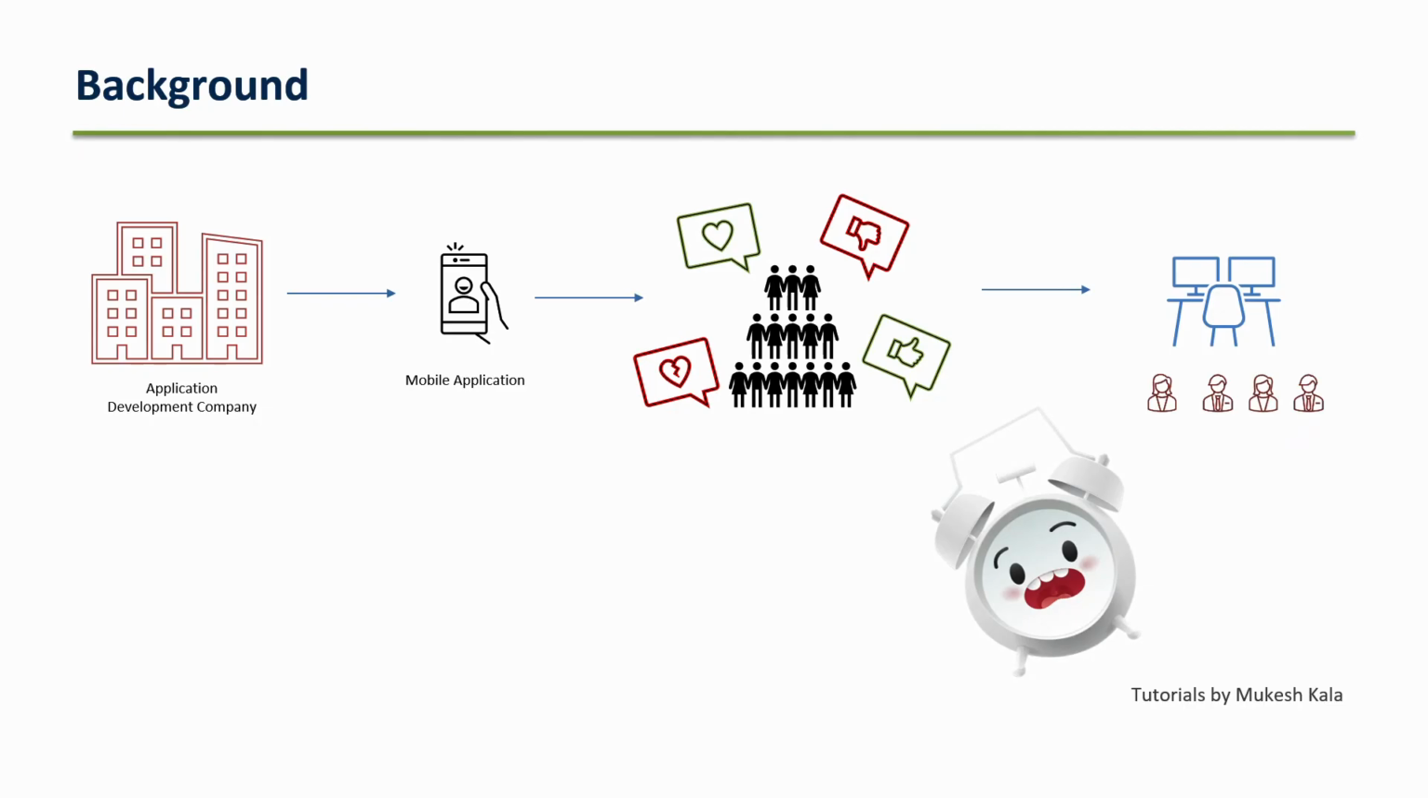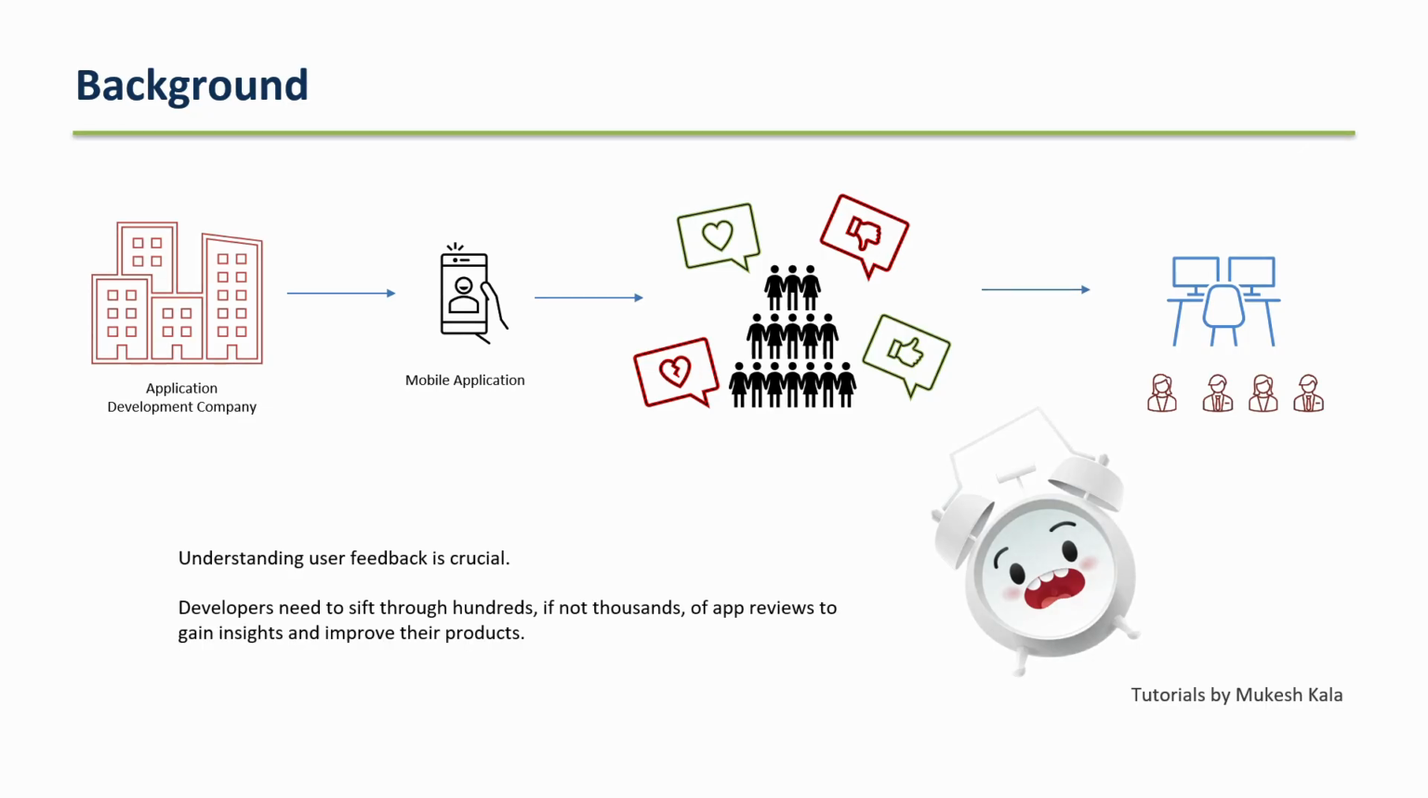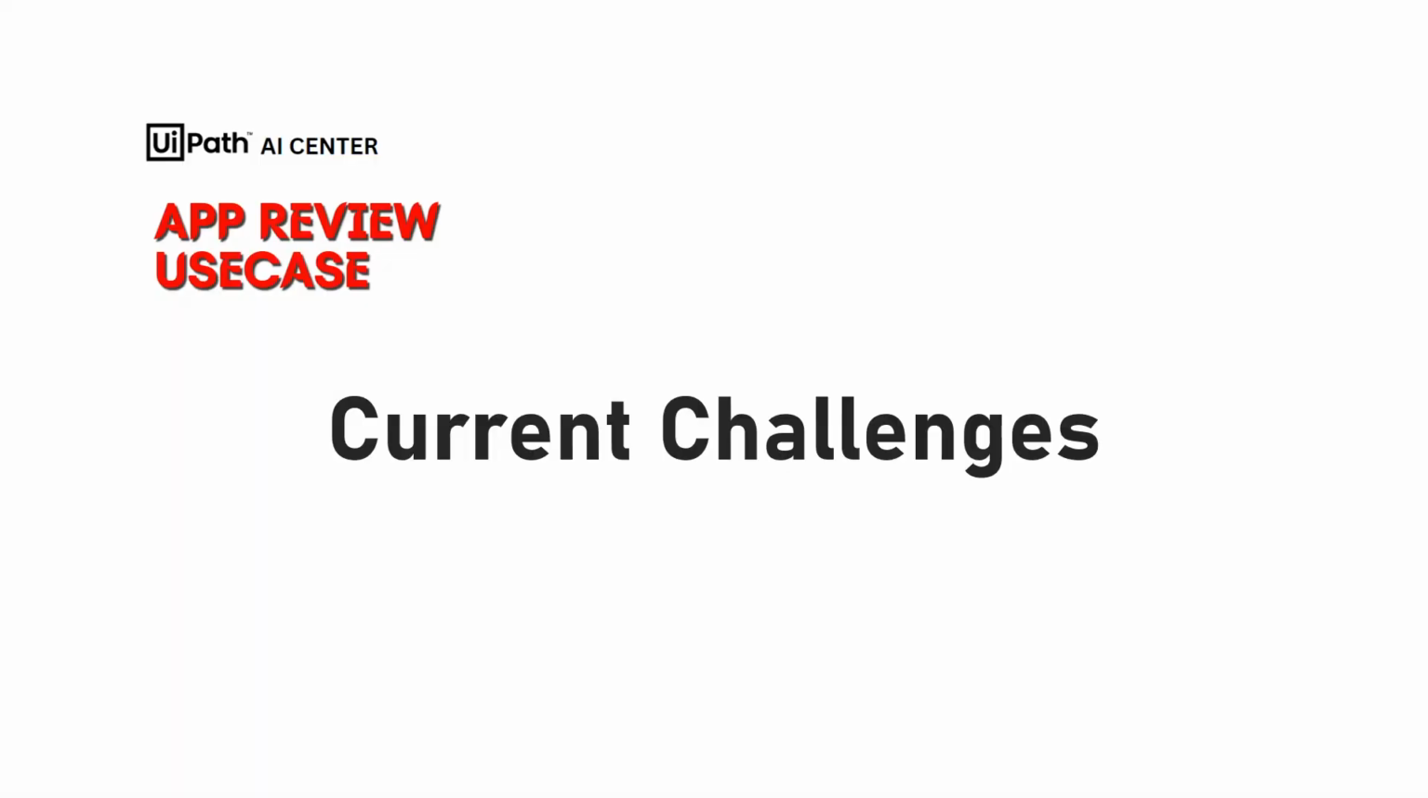What is the problem here? The problem here is the time. User feedback is very much crucial and should be taken into account. The developer needs to sift through hundreds and thousands of feedback to gain the insights, and sometimes if any important feedback is missed, it can impact the app, right? So this is a quick background of what the current state in the company is.